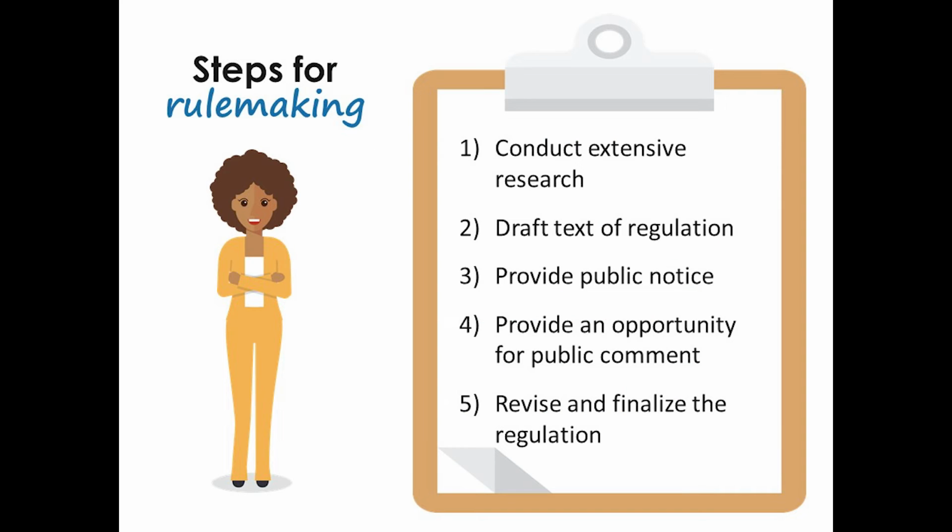To summarize, there are 5 basic steps for rulemaking. 1. Conduct extensive research. 2. Draft the text of the proposed regulation. 3. Provide notice to the public. 4. Provide an opportunity for public comment. 5. Revise and finalize the regulation. In addition, an agency can generally go beyond these minimum steps to ensure that everyone who will be affected by a regulation has an opportunity to provide feedback and help decide the best regulatory solutions.